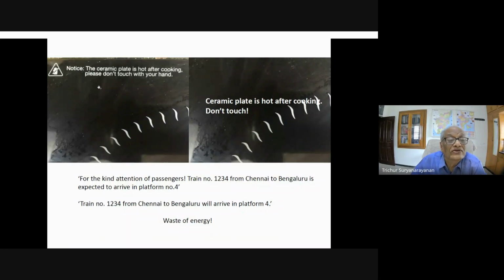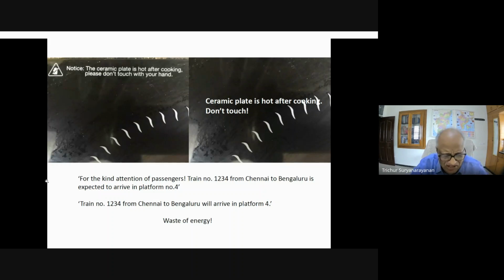And here, the same thing. It says, "The ceramic plate is hot after cooking. Please don't touch with your hand." Generally, people touch a thing only with their hand, not with their tongue or nose. And why do you beg? I would say "Ceramic plate is hot after cooking. Don't touch." You can put this here instead of putting a notice and all that. When you reduce the number of words, you get more space and can make the letters bigger.